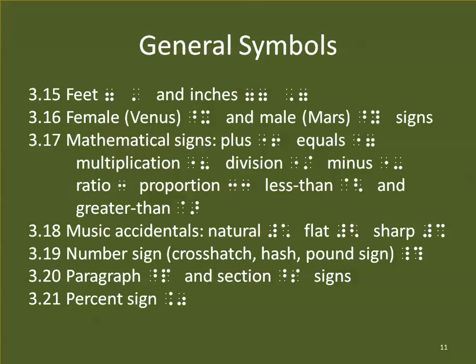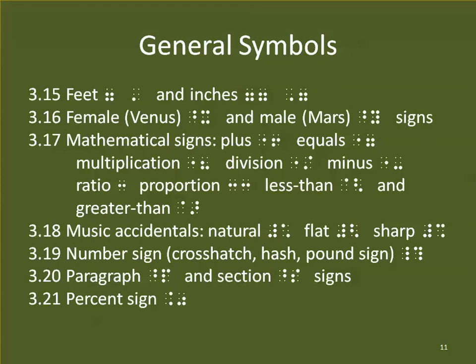We have some symbols for mathematical signs: plus, equals, multiplication, division, minus, ratio, proportion, less than, and greater than. Those have all changed from EBAE. We have some symbols for music accidentals. These are not what you would use in music code. These are what you would use if you're still in UEB. But we have symbols for the natural, flat, and sharp symbols.